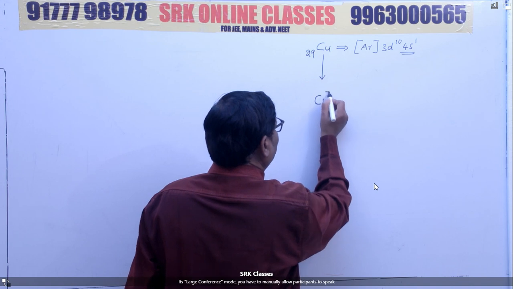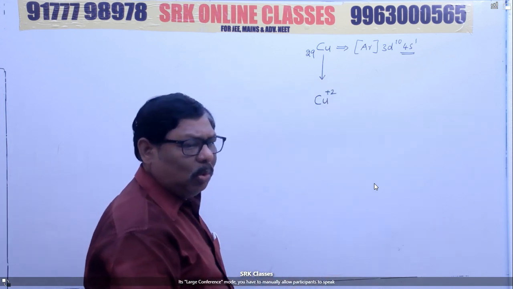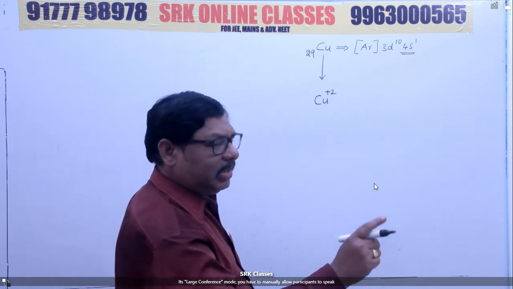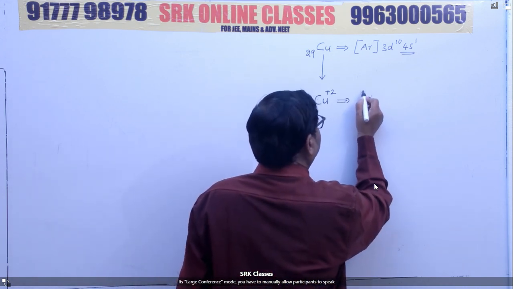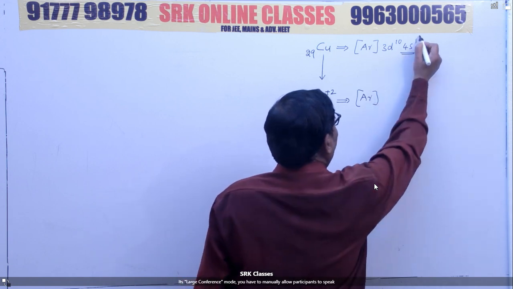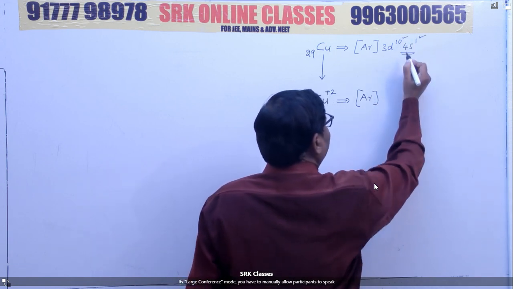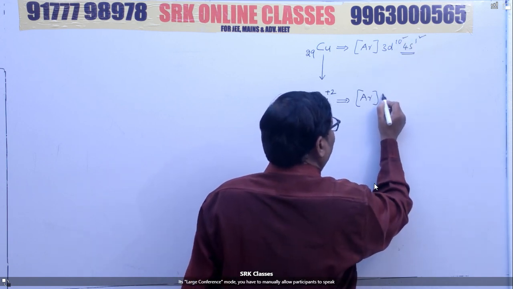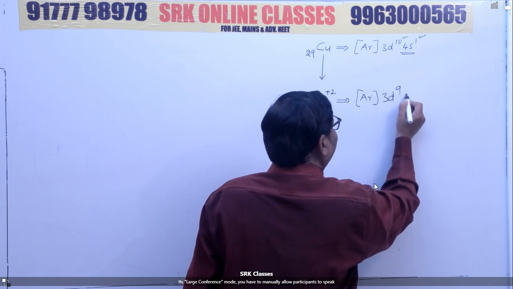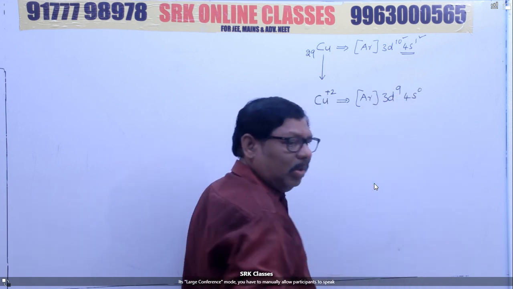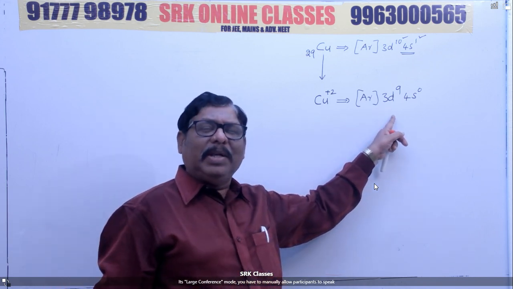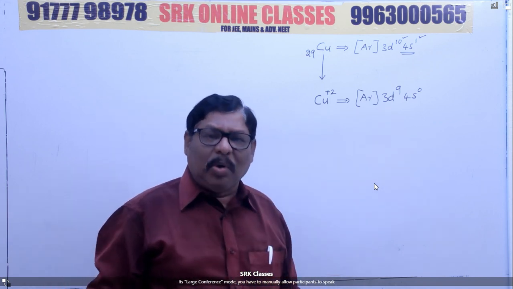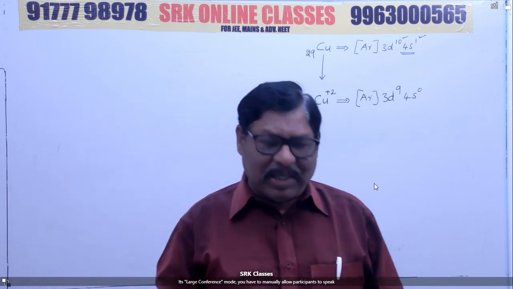copper shows +2. How do you get that +2? By loss of 2 electrons. Therefore, argon, and 2 electrons are removed: 1 electron is removed from the s orbital, another from the d orbital. Therefore, it will be 3d9 and 4s0. In the d9 electronic configuration, there is one unpaired electron in the d orbital. Therefore, copper shows transition element character.